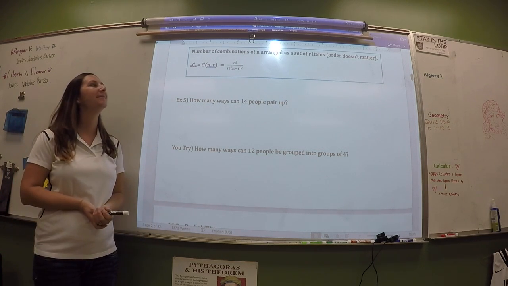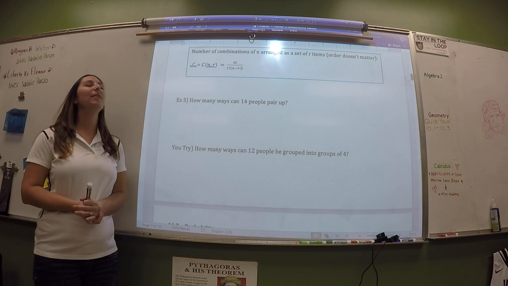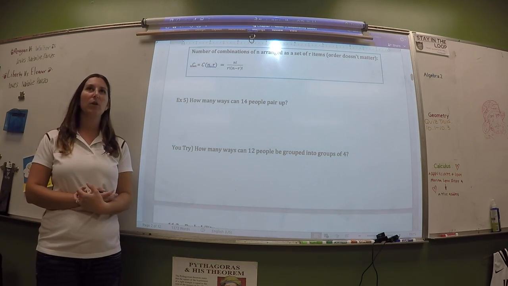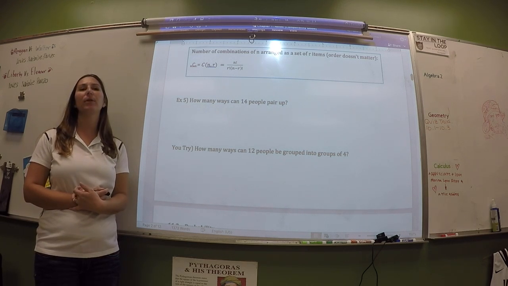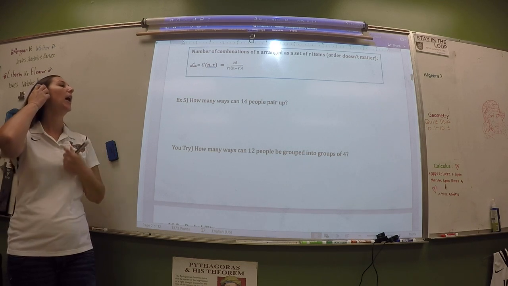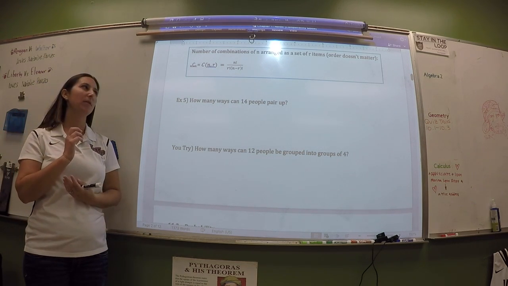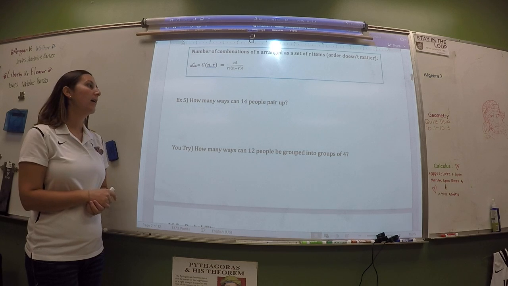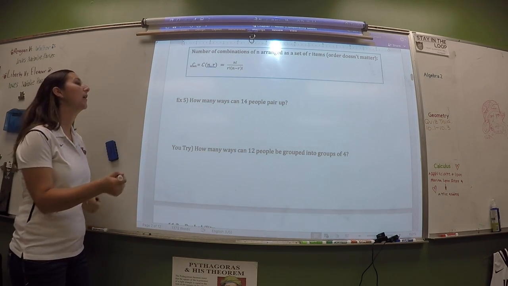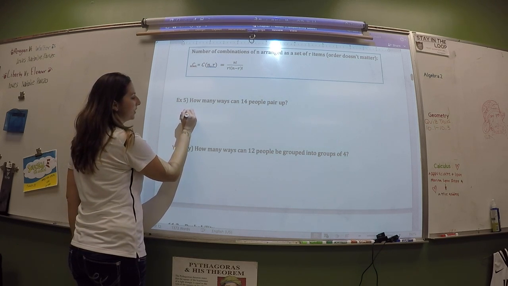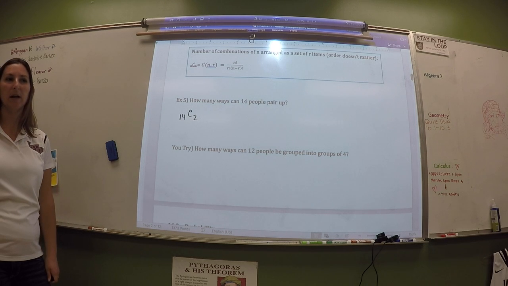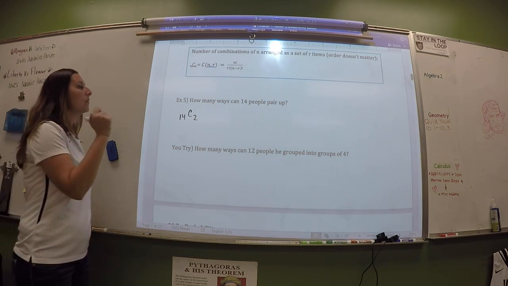Alright, so in math, the word combination means to arrange things where order doesn't matter. So don't get confused between the math word combination and the English word combination, because they could be used for questions like this, but don't necessarily mean the same thing. Order doesn't matter when you pair people up. So how many different ways can 14 people pair up? That's 14 people paired up 2 at a time, 2 people in a pair, right?